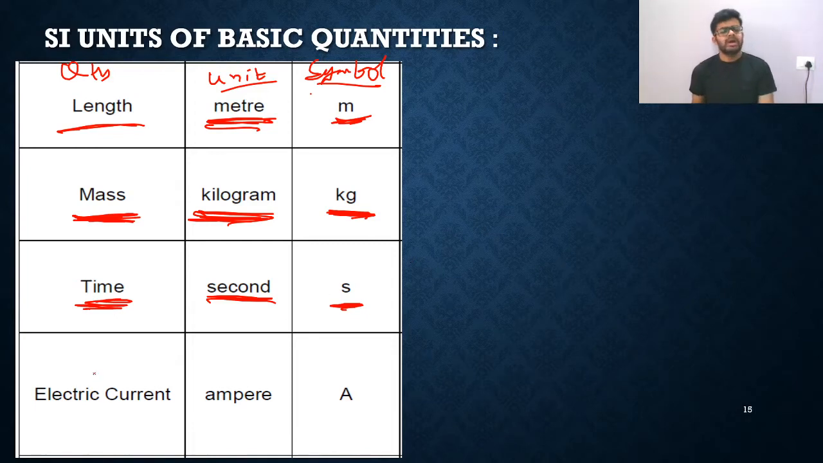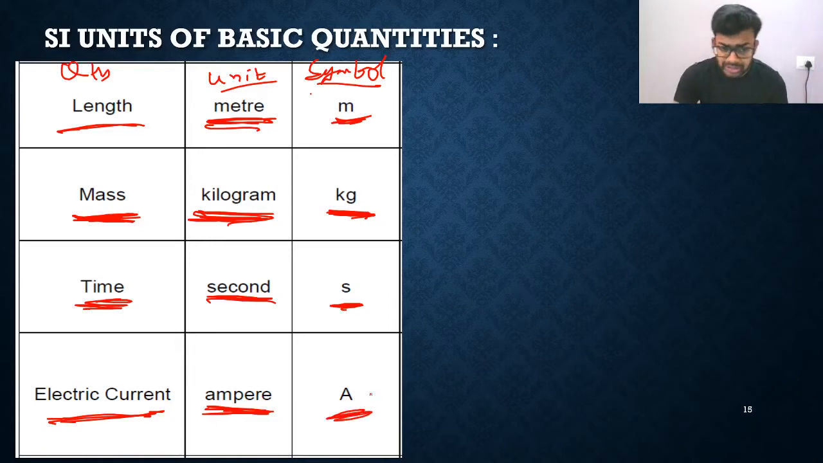Next I will talk about electric current. My dear friend, electric current has the unit ampere. Ampere is the unit of electric current and its symbol is capital A. So this thing you need to remember. You cannot understand it, you have to remember.